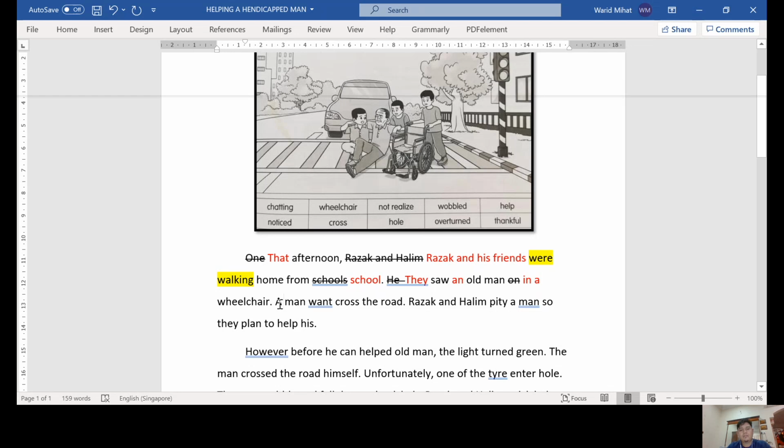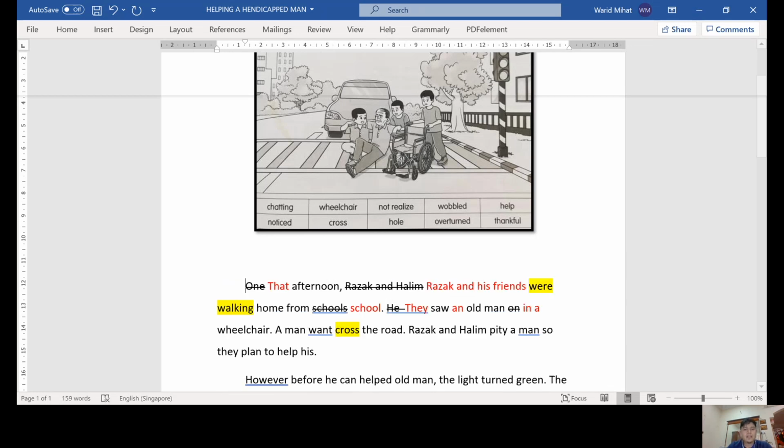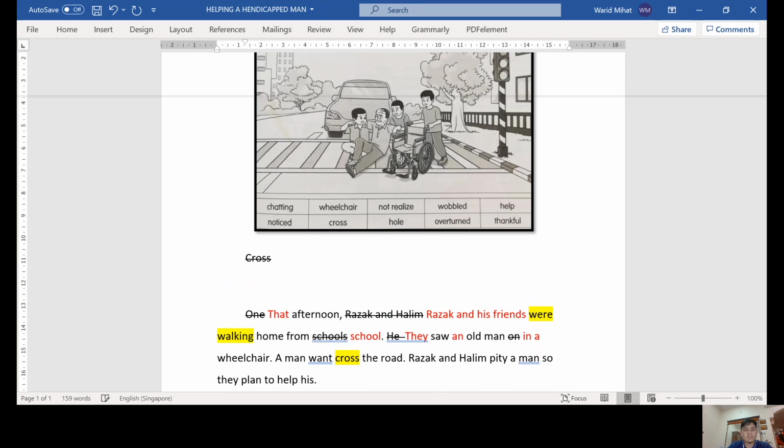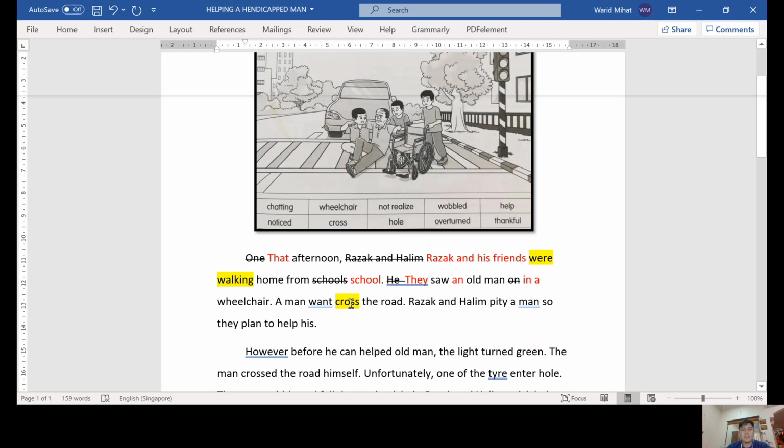A man won't cross the road. So basically, he wants to say, the man wanted to cross the road. Luckily, the word cross here is used correctly. You have to understand the difference between cross and across. Don't mix them up. Cross is something, across is something else. Alright, so cross has been used correctly here as a verb.